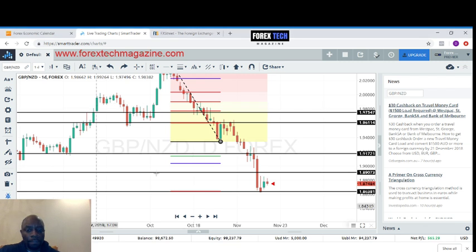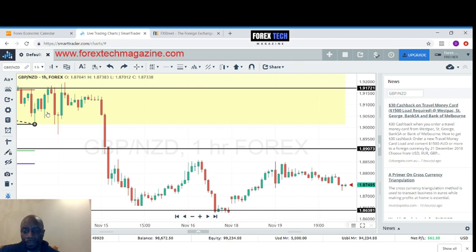Let's see here. Let's get out of this. So if we look over here on the hourly, we see we had a gap up here. Remember what I told you about gaps? Eventually they've got to get closed. That window has to get closed. That window hasn't closed as of yet.